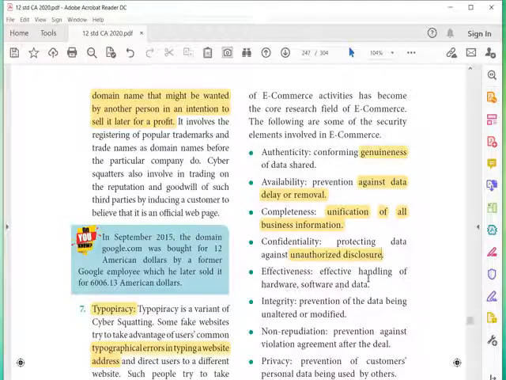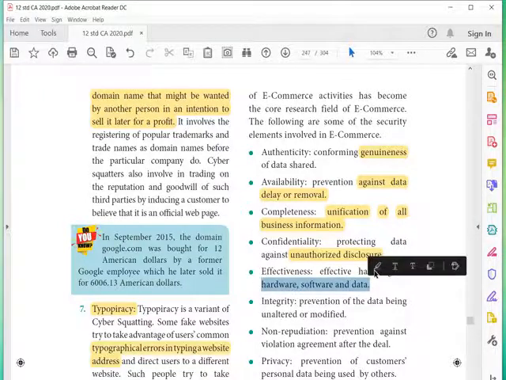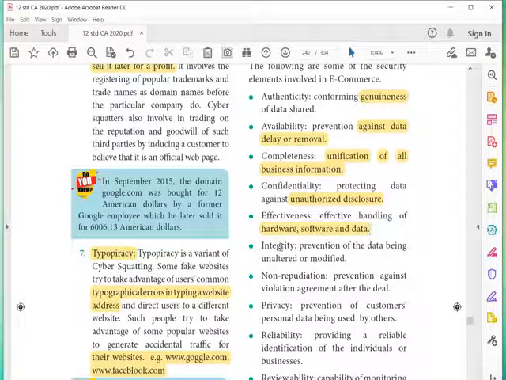Then effectiveness, effective handling of hardware and software data. So the hardware and the software related with e-commerce should be handled effectively. That means proper training should be given. Then integrity, prevention of the data being altered and modified. That means while we are transferring the data, we must have confidence that it is not changed or modified while transferring.